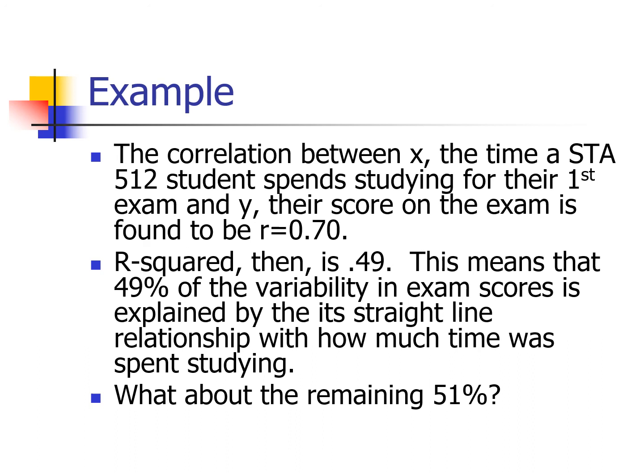That means that 49% of the variability in exam scores is explained by its straight line relationship with how much time was spent studying. 49% of the variability in exam scores is explained by the amount of time spent studying. Okay? Does that make sense? What am I saying here?